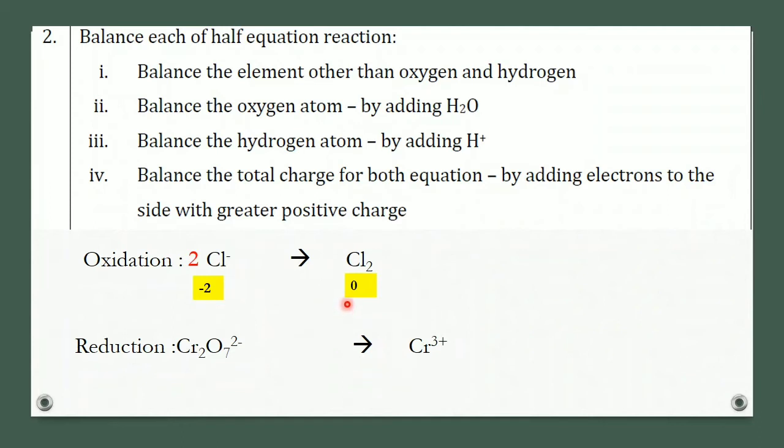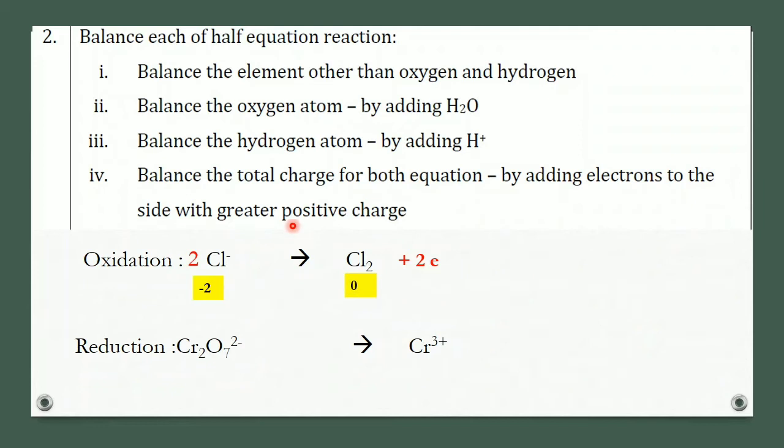So to balance the total charge, I need to add electrons. So which side will the electrons be added to? 0 is more positive than -2, so I need to add 2 electrons on my right side to balance the charge. When I add 2 electrons on my right side, my right side will become -2. So now both sides are balanced.